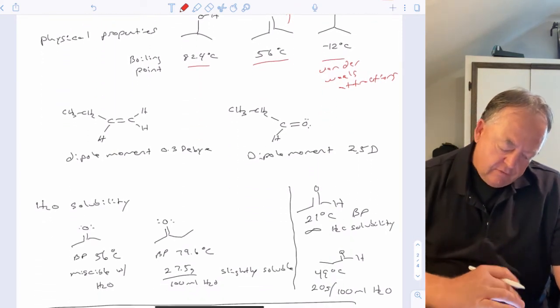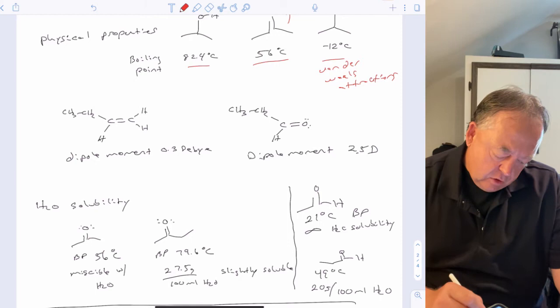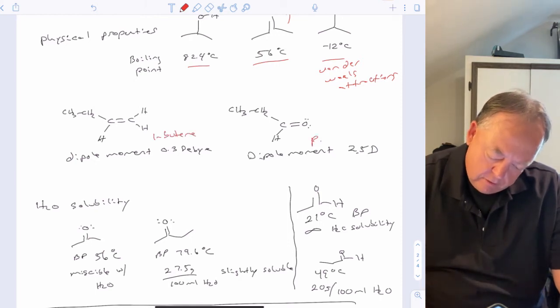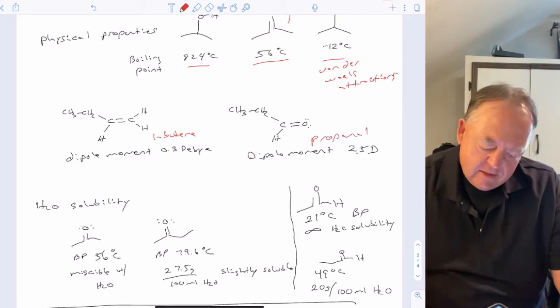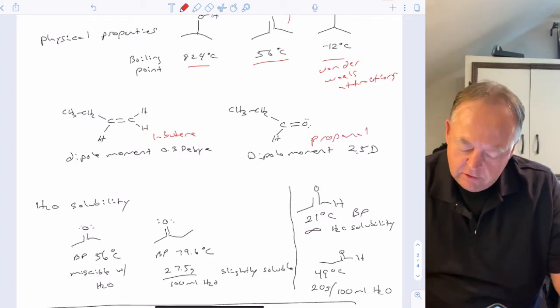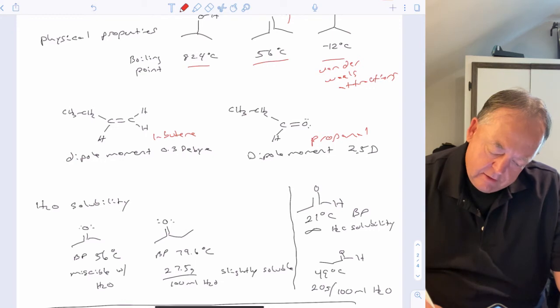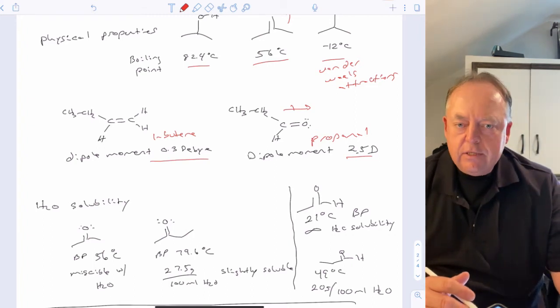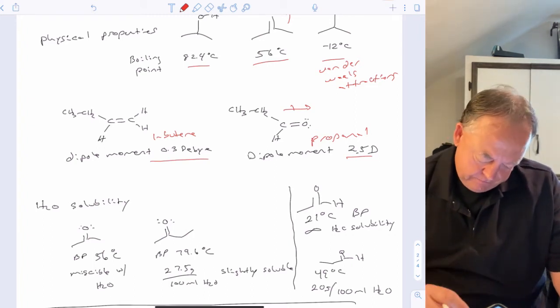So you see this reflected if we take this alkene, 1-butene, versus propanal. Right, about the same surface area, 4 heavy atoms, but the aldehyde has a dipole moment, right, 2.5 debye, and the alkene is very nonpolar, only 0.3 debye dipole moment.